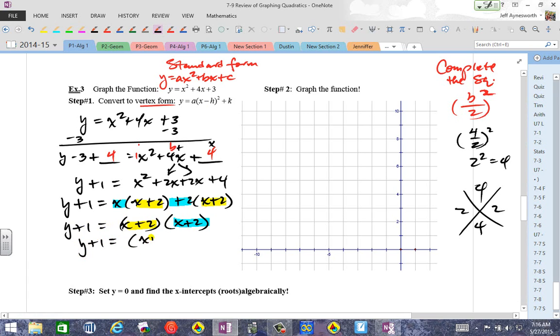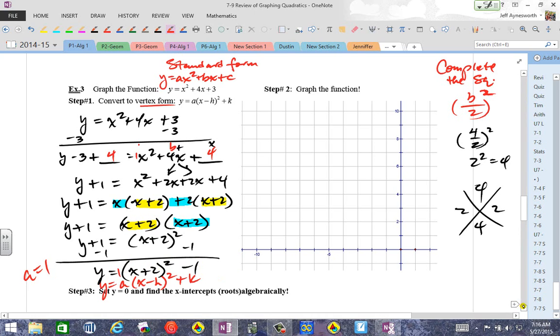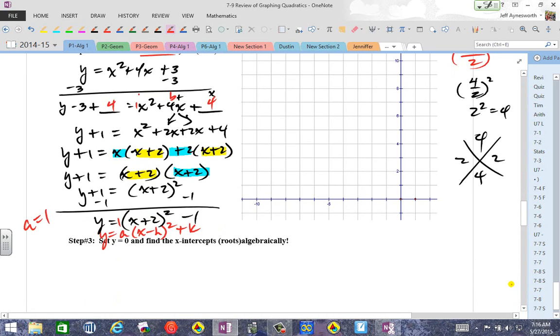And then get in vertex form. So you have y equals x plus 2 to the second power minus 1. Here, if you look at vertex form right underneath it, you could see a is 1, so a equals 1. So it acts like your parent function right here, y equals x squared. There's your parent. And then it opens up, because it's positive.